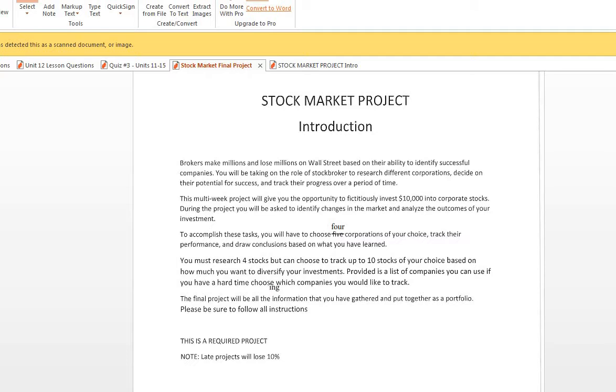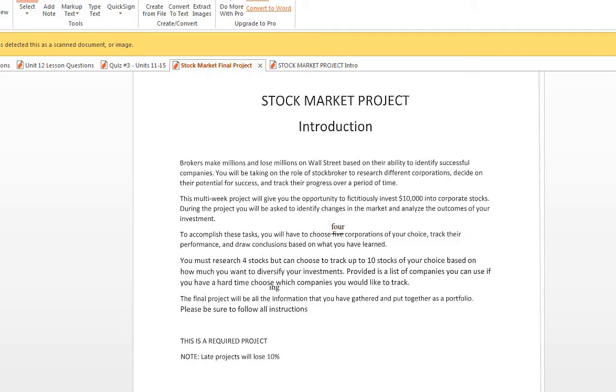For this project, it is 4 weeks. So it's going to give you an opportunity to fictitiously invest $10,000 into corporate stocks. So during this project, you're going to be asked to identify any changes that are going on in the market, what those changes might be, why there are changes, and to analyze the outcomes of what your investment has done.